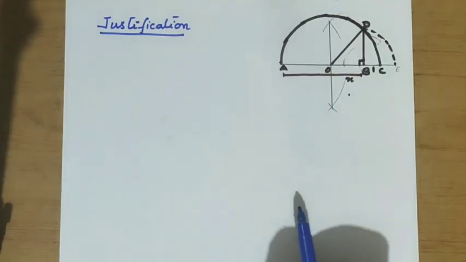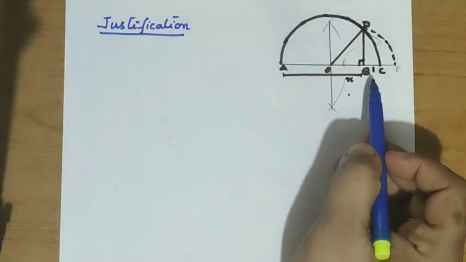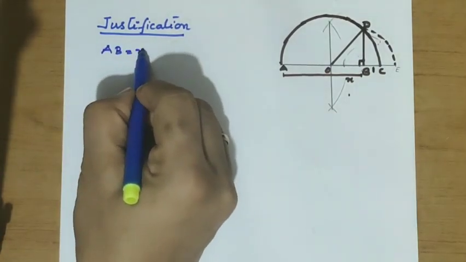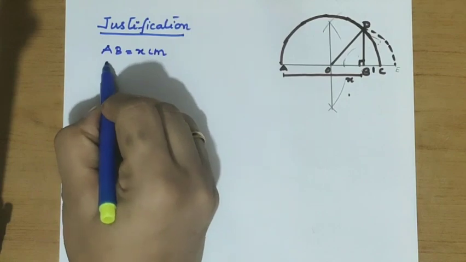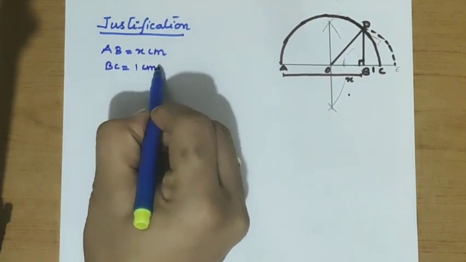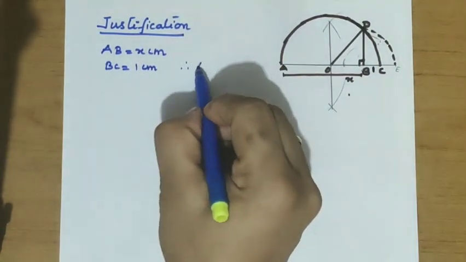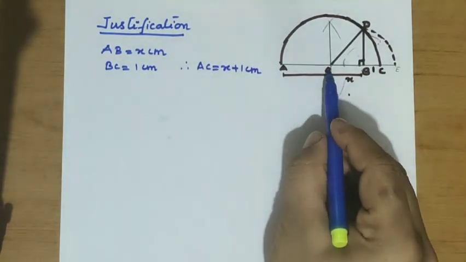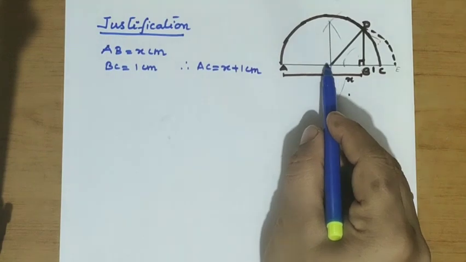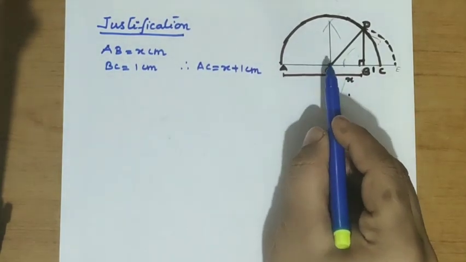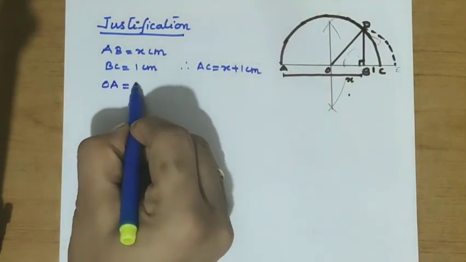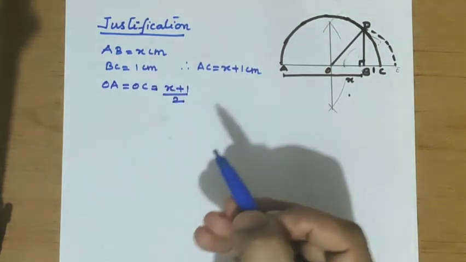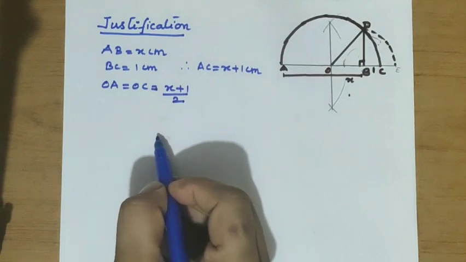Verify our construction. Now a small diagram is there. Refer to that. We can write AB equal to x centimeter, BC equal to 1 centimeter. Therefore, AC equal to x plus 1. Then we have to find out the midpoint of AC, that is O. So OA equal to OC equal to (x plus 1) divided by 2. That is total length divided by 2.